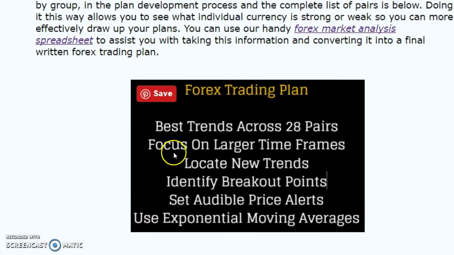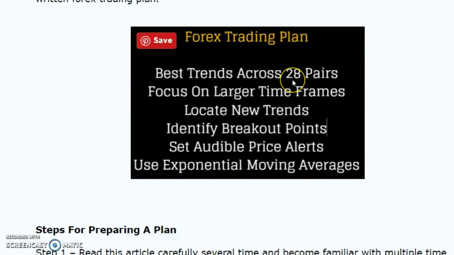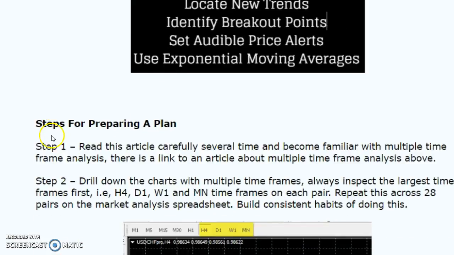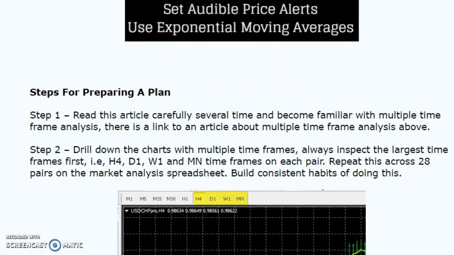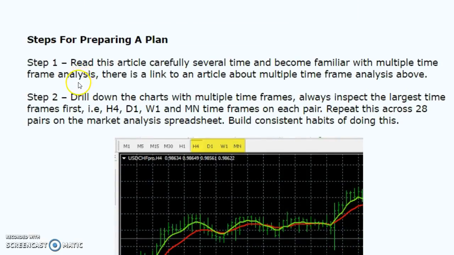So we're going to look for the best trends on the entire market. We're going to focus on the larger time frames. We'll be able to locate brand new trends to improve our money management ratio dramatically. We'll be able to set audible price alerts at our various breakout points, and we're going to use some very simple exponential moving averages set up by individual currencies. So here are the steps for preparing a trading plan. So be sure to read this article very carefully.